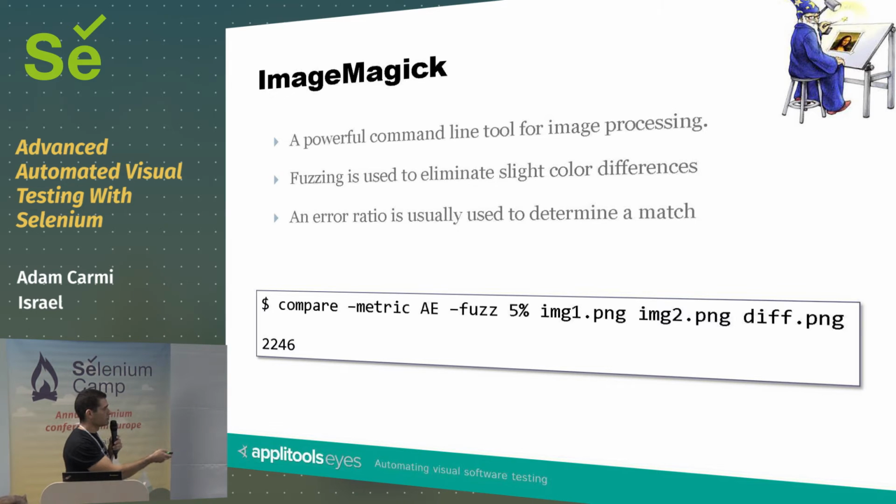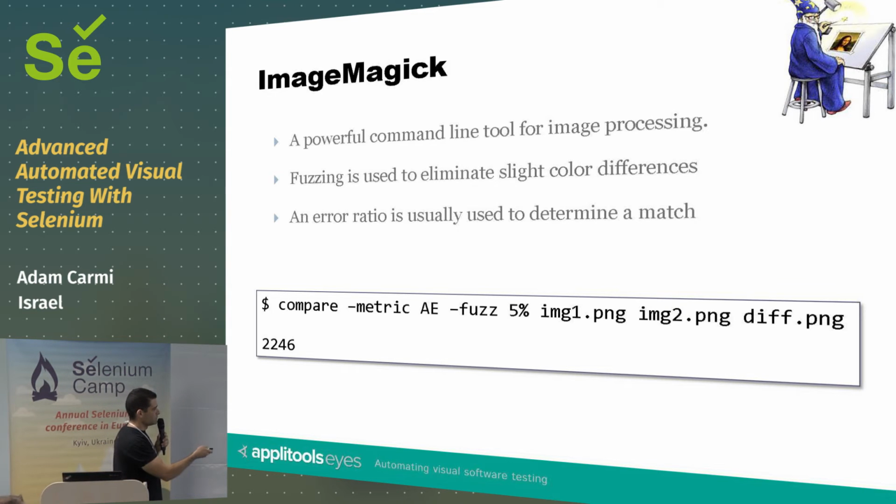You call compare, you pass it a first image and a second image, and it has two outputs. The first is that it outputs the number of pixels that are different between the two images. The second is a diff image, which is exactly the diff image that we've seen. It's the second image with all the different pixels painted in pink. The tools that are based on ImageMagick usually expose some kind of error threshold that you can use to determine if images match or not.